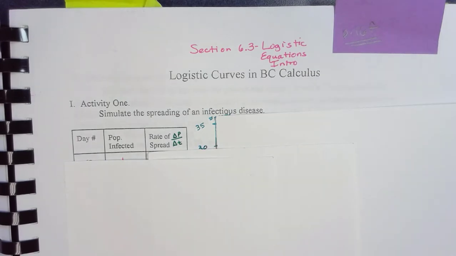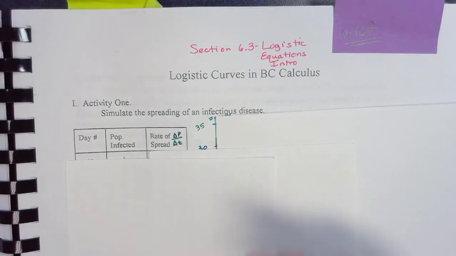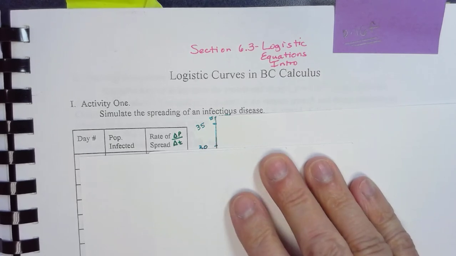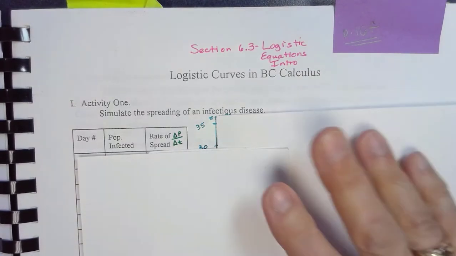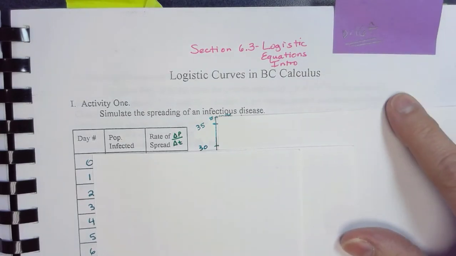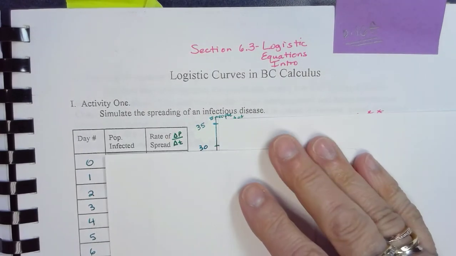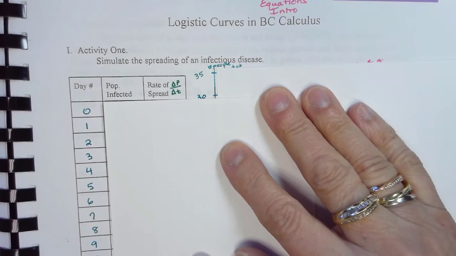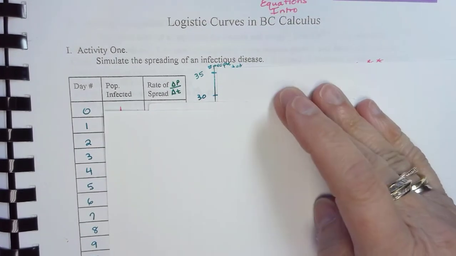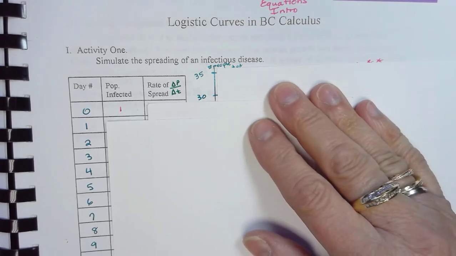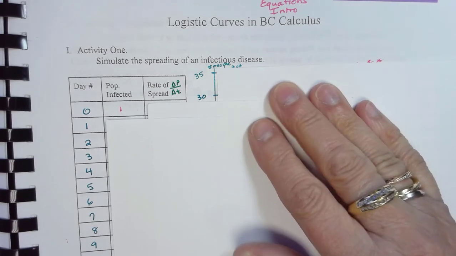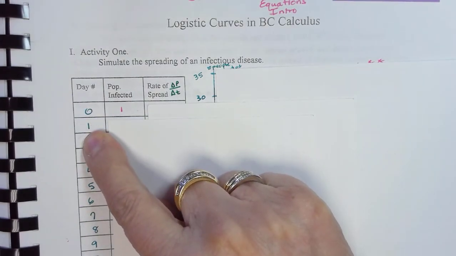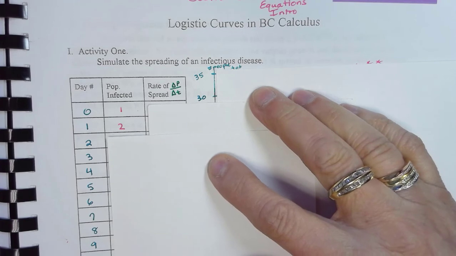If we were in class, we would do a little experiment with a random number generator. Let's say I have 35 people, and I want to look at the spread of an infectious disease. I'm going to list my days. Let's say that on day 0, one person is infected. Somebody comes to school that's sick. After the first day, there are now 2 people sick.